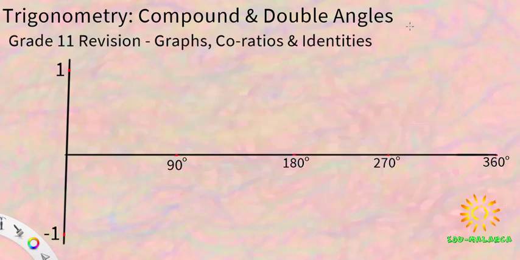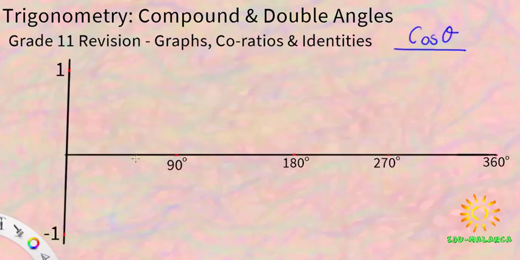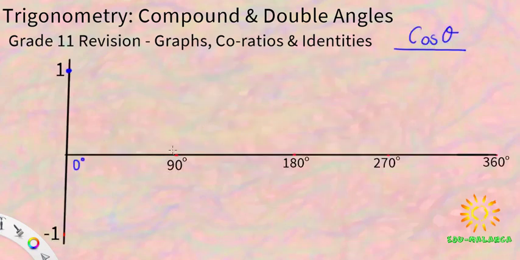Let's move on now and do the cosine graph, cos of theta, and this will be the graph of that. Let's come back to this table. The cosine of 0 degrees was equal to 1. So with cosine we're starting at 1 for 0 degrees. And let's look at 90. At 90 degrees we have 0. So let's draw that. 90 degrees is 0.